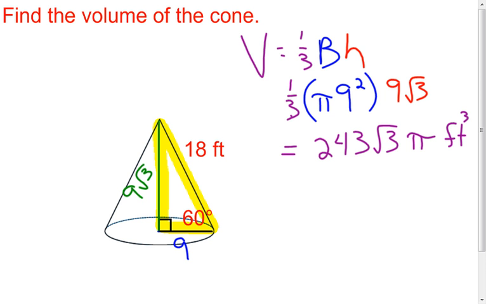Now I can use my calculator and come up with the approximate value. The approximate value will be 1,322.26 cubic feet. So the formula is not any different than the formula for calculating the volume of a pyramid. In this problem, we needed to calculate the length of the radius and the height before we could plug it into the formula.